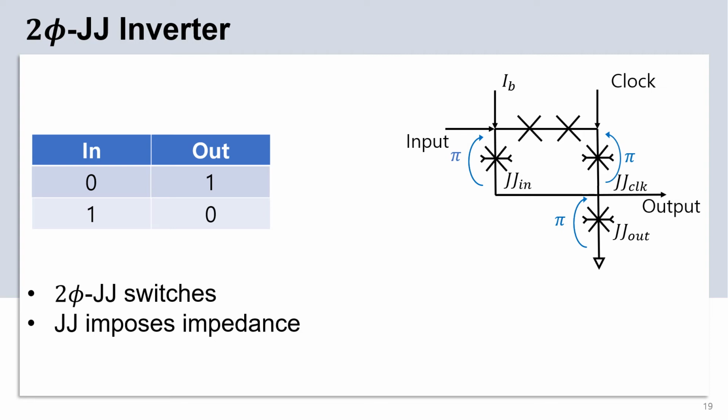So as we saw, when receiving a logical 0 input, a logical 1 output was produced, and when receiving a logical 1 input, a logical 0 output was produced, as expected from an inverter.